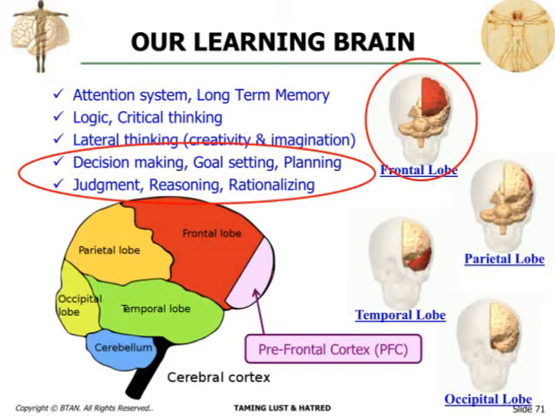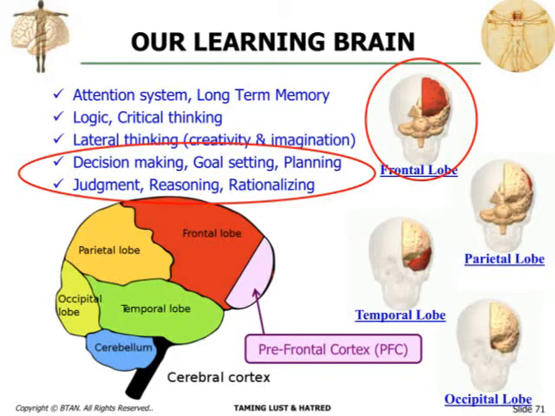And all this frontal lobe is responsible for these functions. That is attention system, long-term memory, logic, critical thinking, and so on. But it is the last two. If you think about it, it is the last two that is responsible for your happiness. This is basically because of this prefrontal cortex in the front here. These last two is decision-making, goal setting, planning, judgment, reasoning, and rationalizing.